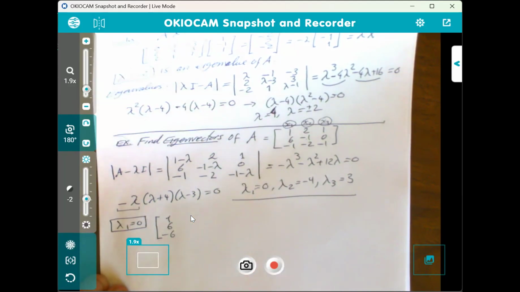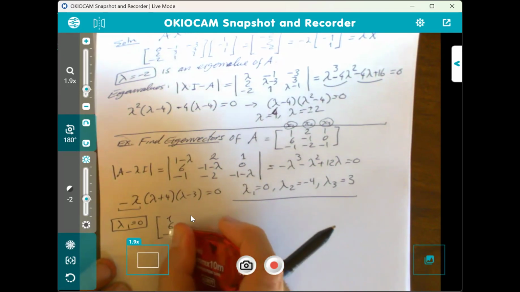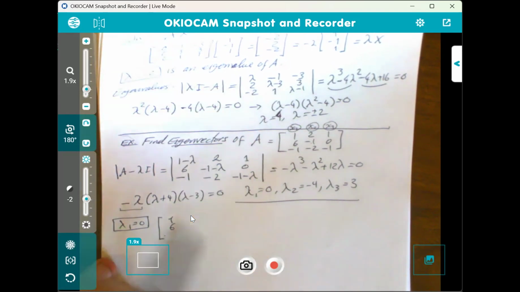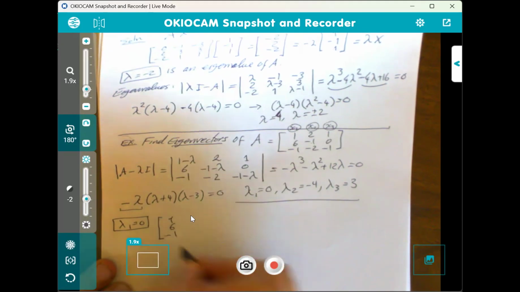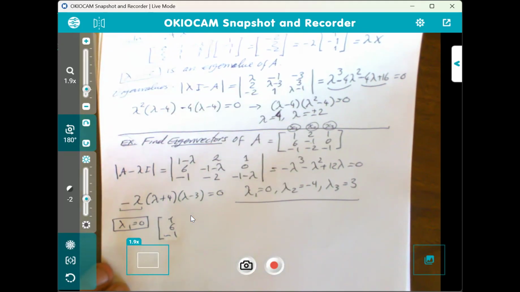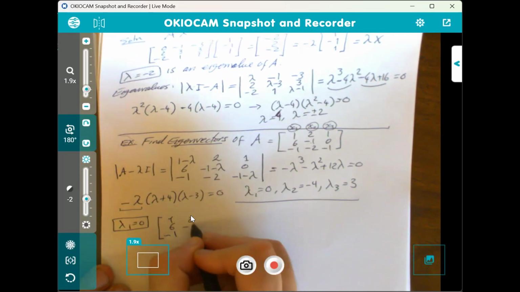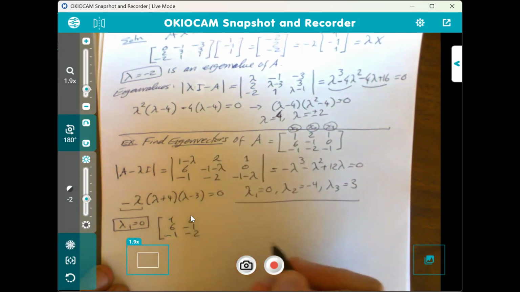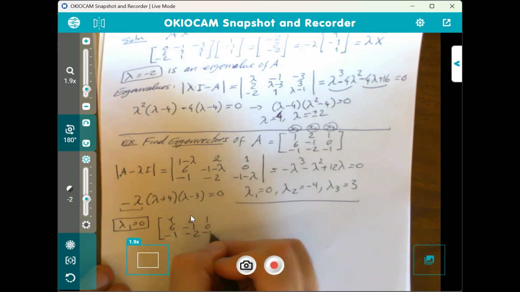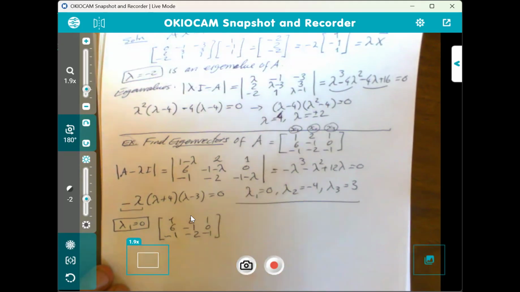Oops, sorry. I copied the wrong number there. This is going to be negative 1, correct? And the second column is 2, negative 1, negative 2, 1, 0, negative 1. I just copied matrix A here.